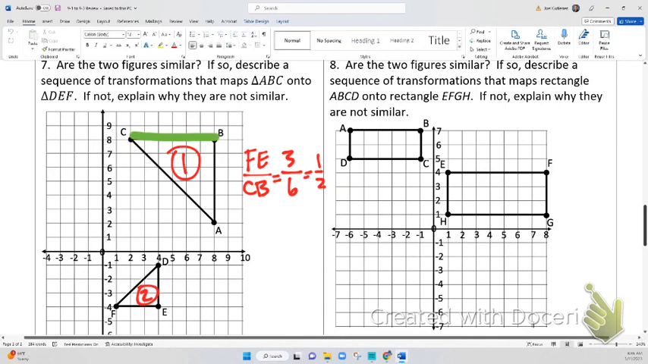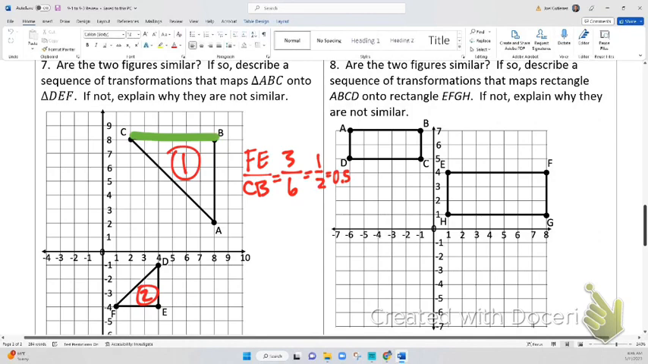Now, some of you guys do not like fractions, and I don't blame you. So if you want to simplify this, this would be a 0.5, okay? And if you think about it, 0.5, is that a number less than 1? Yes, it is. That means that your second triangle has to be getting smaller, and in this case, it is, so we know we're good.